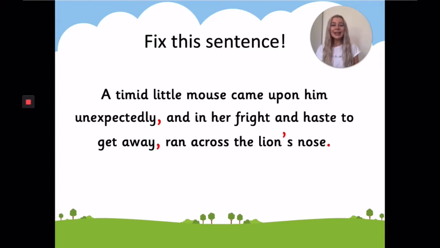A timid little mouse came upon him unexpectedly, comma, and in her fright and haste to get away, comma, ran across the lion's nose. Now lion's has an apostrophe in it because it was the lion's nose. So that apostrophe is for possession to show that the nose belonged to the lion.